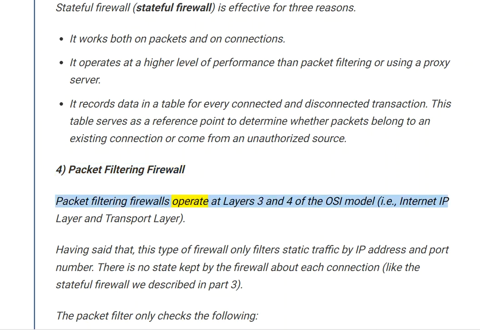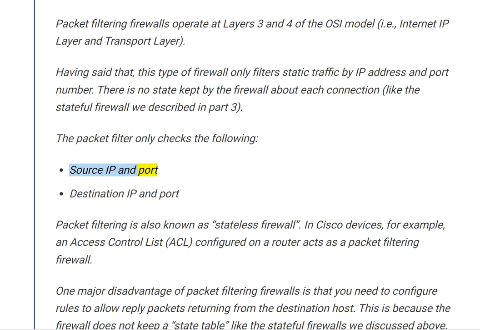4. Packet filtering firewall. Packet filtering firewalls operate at layers 3 and 4 of the OSI model, i.e., Internet IP layer and transport layer. Having said that, this type of firewall only filters static traffic by IP address and port number. There is no state kept by the firewall about each connection, like the stateful firewall we described in Part 3. The packet filter only checks the following: source IP and port, destination IP and port. Packet filtering is also known as stateless firewall.